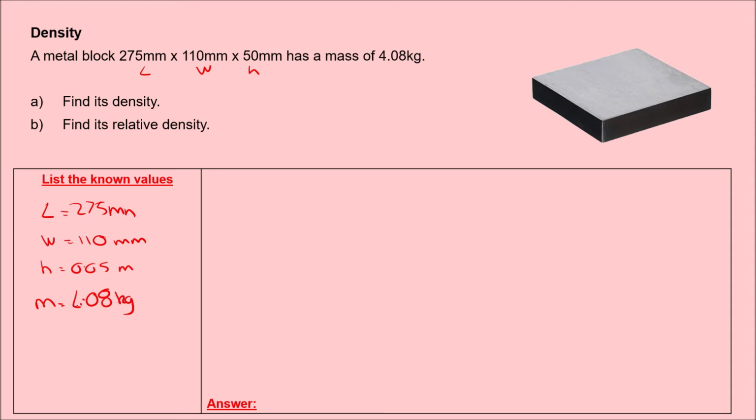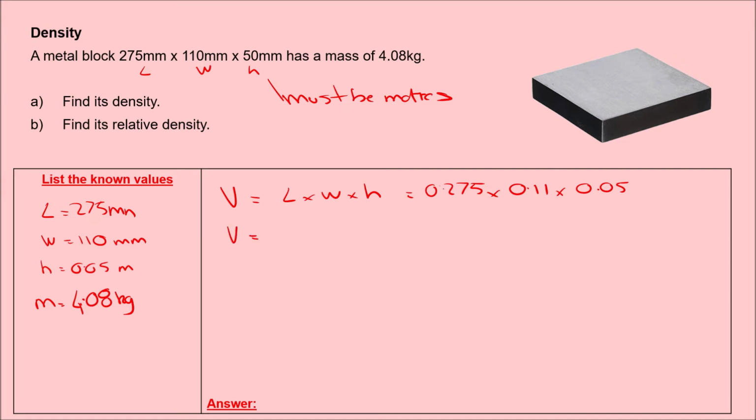If you want to do your volume calculation separately, volume would be length times width times height. What do we need to do to these? We need to turn them into meters, because our units are kilograms per meter cubed. So any of these values here must be meters. So we've got 0.275 times 0.11 times 0.05, and I'll let you pop that in your calculator.